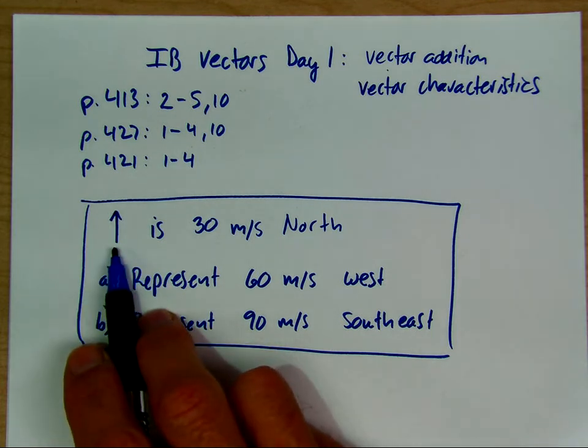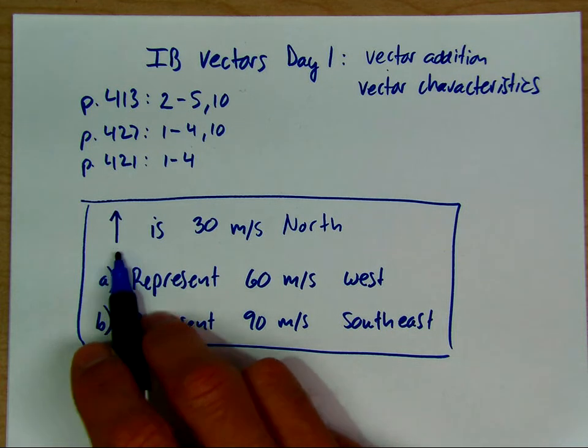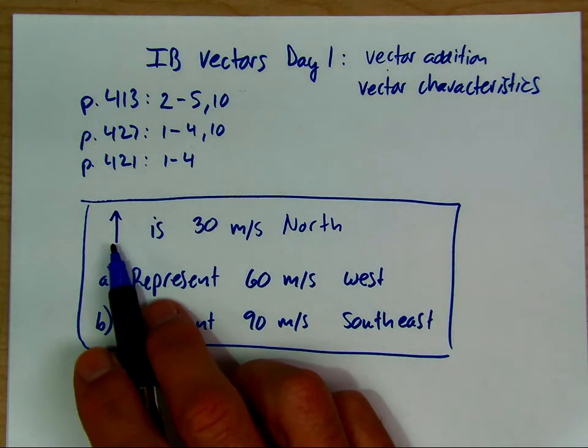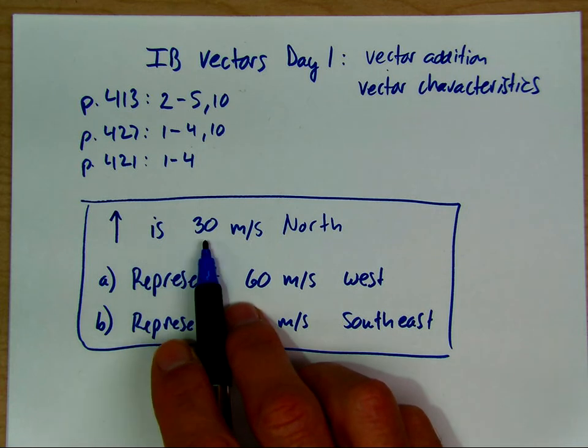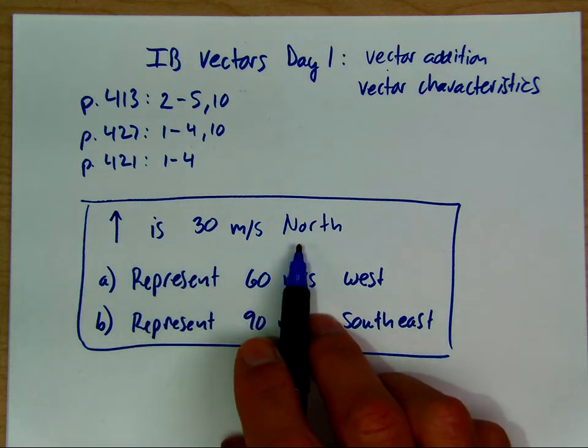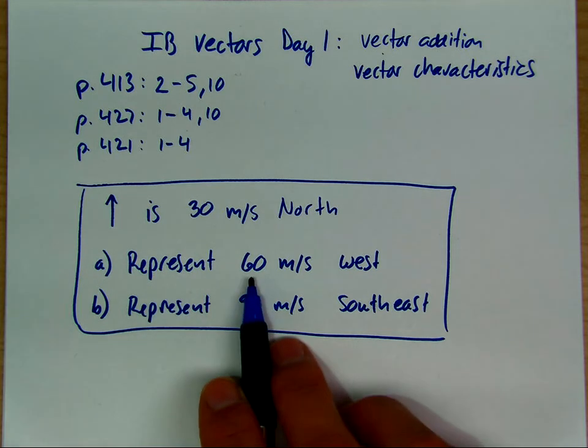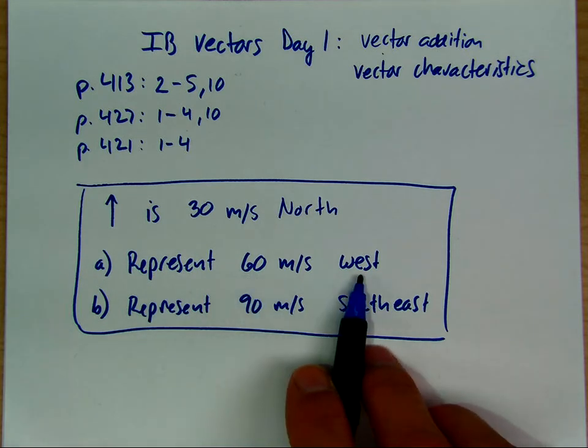A vector has direction, so this is pointing, we'll say north, and it has a magnitude, so that's the length of the vector. So this vector is representing 30 meters per second north, and now we're going to represent, using that vector, 60 meters per second west.